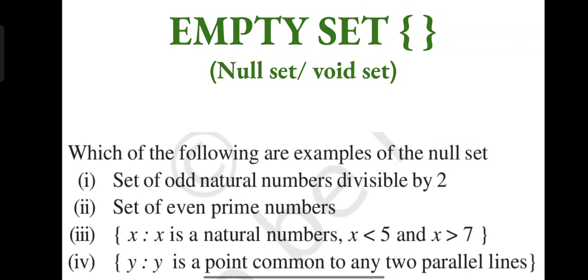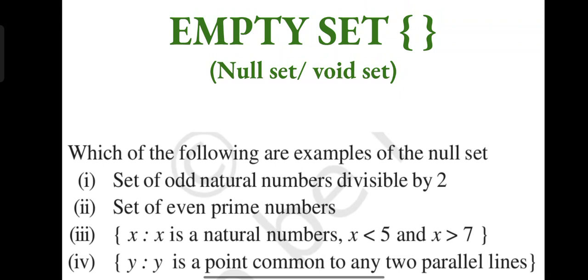Okay, so here: which of the following are examples of null set? There are four questions given here. We have to find whether they represent a null set or not. The first question is set of all odd natural numbers divisible by 2. So what are odd numbers? 1, 3, 5, 7, 9 and so on. Also -1, -3, -5, -7 and -9 etc.